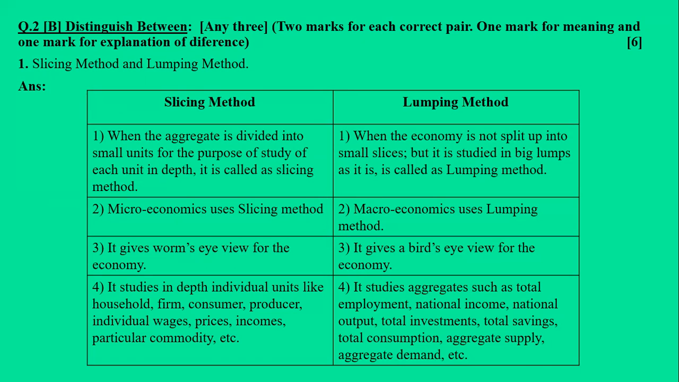And the fourth point: slicing method studies in depth individual units like household, firm, consumer, producer, individual wages, prices, incomes, particular commodity, etc. And lumping method studies aggregates such as total employment, national income, national output, total investments, total savings, total consumption, aggregate supply, aggregate demand, etc.